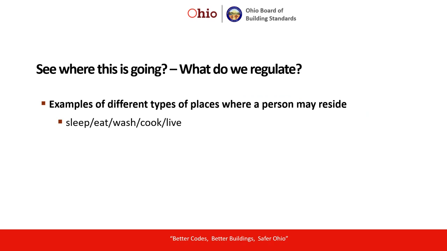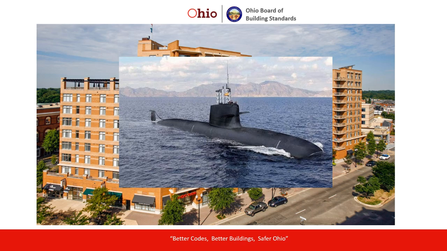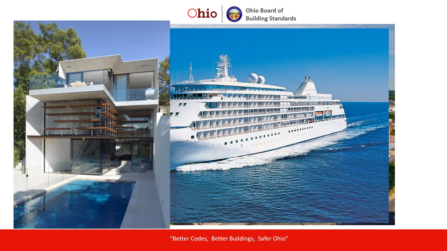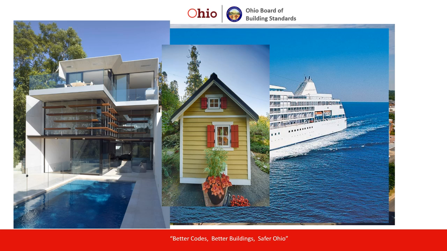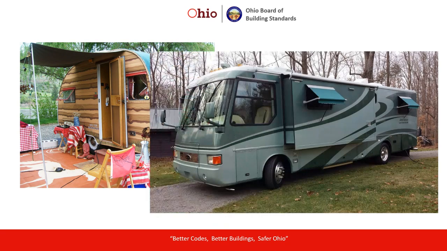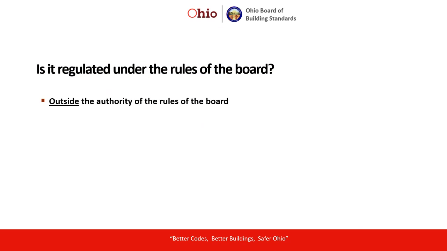So, when we think about these buildings, there's all different kinds. This is obviously a building. It looks like an apartment complex, probably has multiple dwelling units in it. But when you think about places where people can live, what do you think? They can live under the water in a submarine. They can live on the water in a ship. Those things have places to live, sleep, eat, all the things that you would normally think. But are they regulated by the rules of the board? You get your typical homes. You get tiny homes. You get tree houses. Going a little bit further, you have campers. You have motorhomes. You have park trailers. You have manufactured housing, mobile homes. So what is regulated? There was a number of things in there that are regulated. There was a number of examples in there that are not regulated.